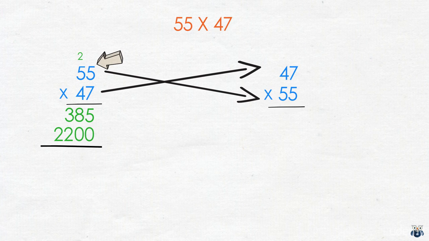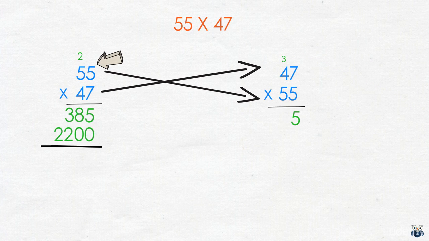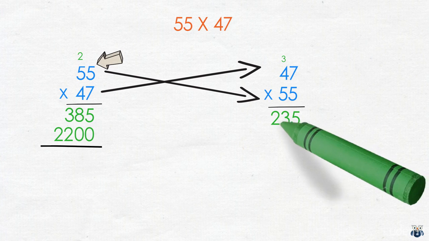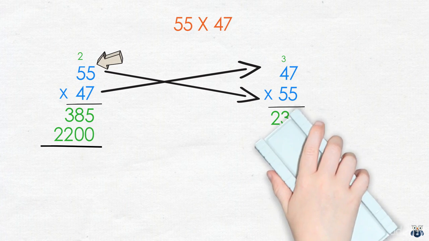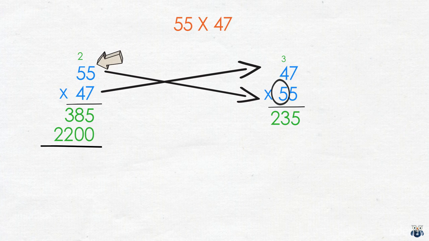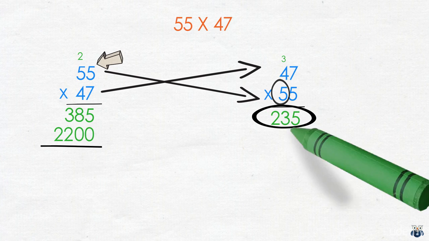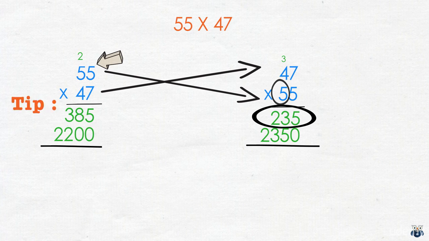We multiply 47 with 5. 5 sevens are 35. We carry over the 3. 5 fours are 20, and adding the 3 we get 23. Do we need another iteration? No, we don't, since we have another 5 here, and we already have the result of multiplying 47 with 5, which we can just reuse.